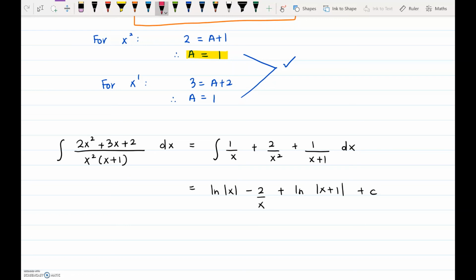Okay, so please remember how to integrate this one. It will be the integration of x power negative 2 dx. It will be x power negative 1 over negative 1. That's why you will get negative 2 over x. Okay class, so this is your final answer.